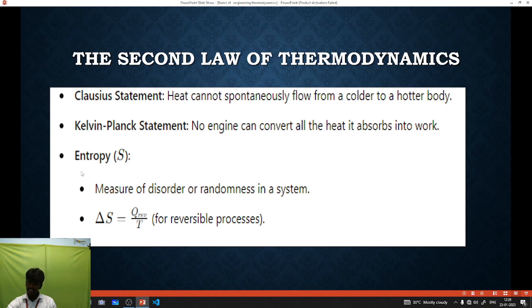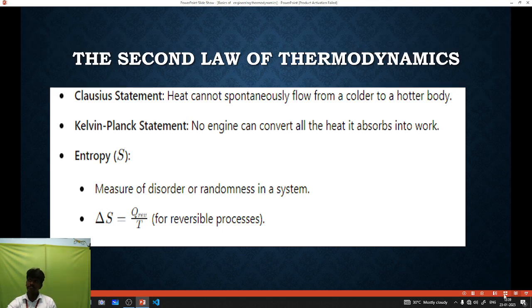And furthermore, entropy. Entropy is nothing but the measure of disorder or randomness in the system. If we apply heat to the system, the molecules or particles of any fluid will move with randomness or disorder. How the fluid molecules move is the measure of randomness. That is called entropy. It is represented by dS, which is equal to Q reversible by T.